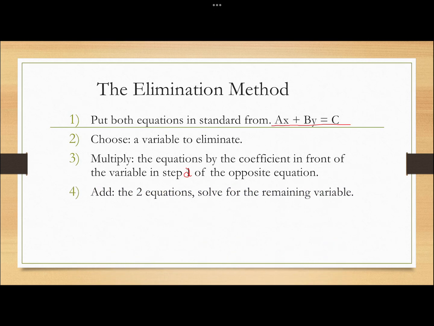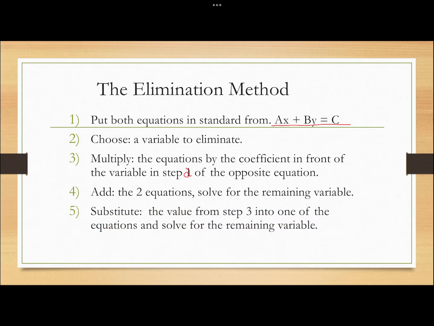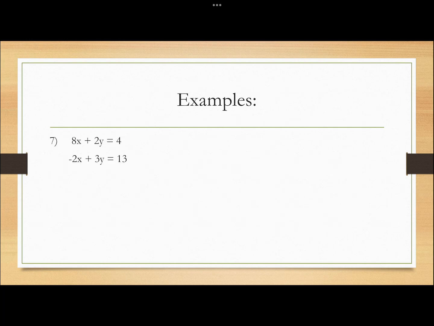Then we're going to add the two equations together and solve for whichever variable is left. Again, you will either find x or y. You have to find the remaining variable, and then we have to state the solution. Again, our solution is either our ordered pair, no solution, or infinite solutions, and you have to decide. So we're going to walk through these steps. It's different depending on the type of problem you have. So we'll start with our first one.